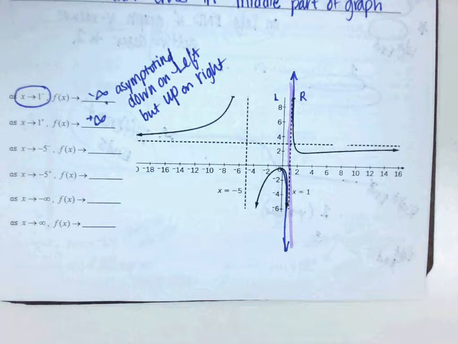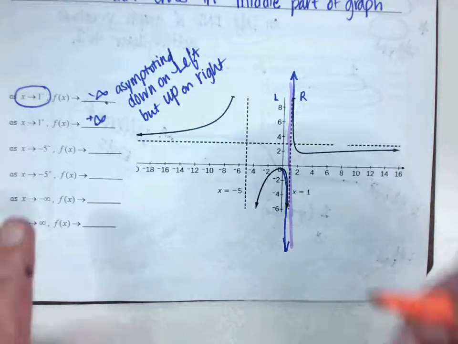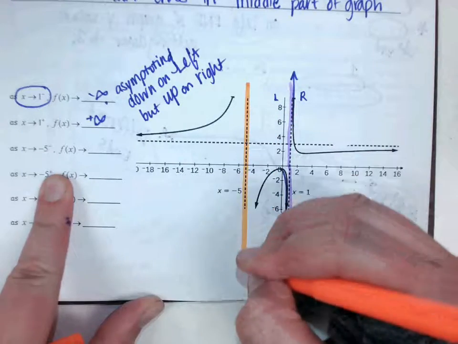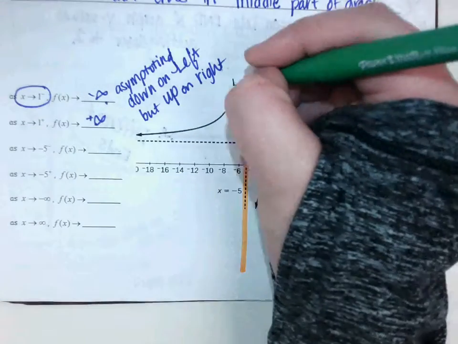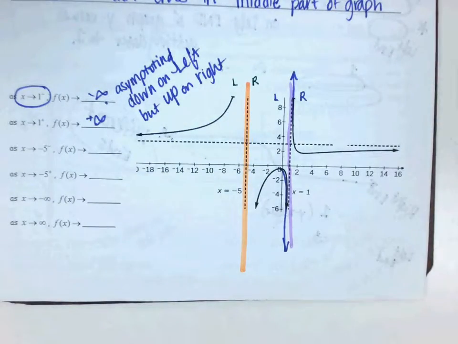Okay? Alright, now let's look at our negative 5 asymptote. Draw your asymptote in. Negative 5 is here. Label the left and the right sides of your line. This is the left side. This is the right side. For the left side of my line, which direction is it going? Up or down? Up. And what about the right side? Down.